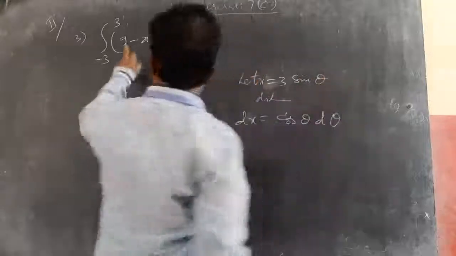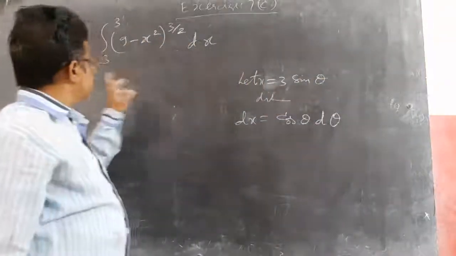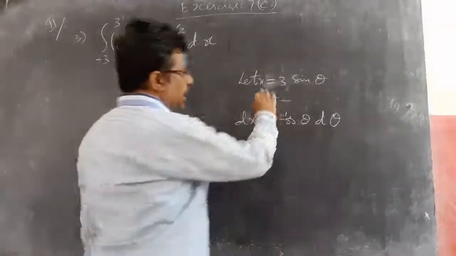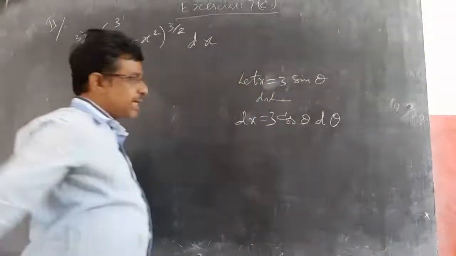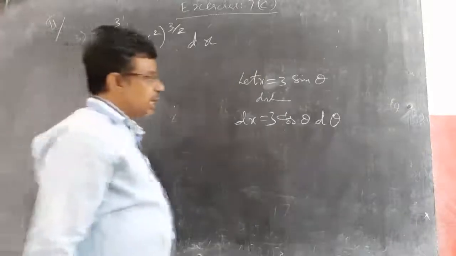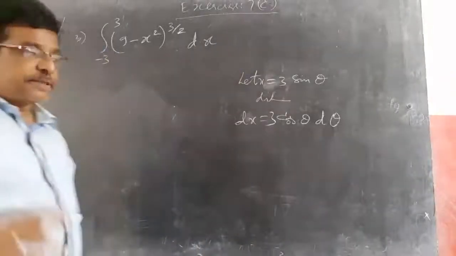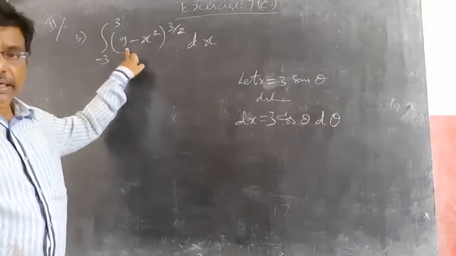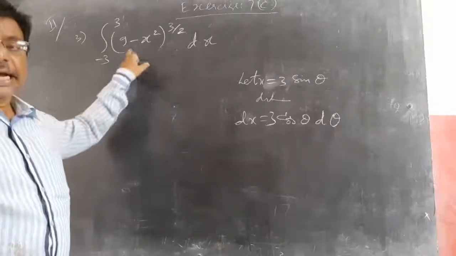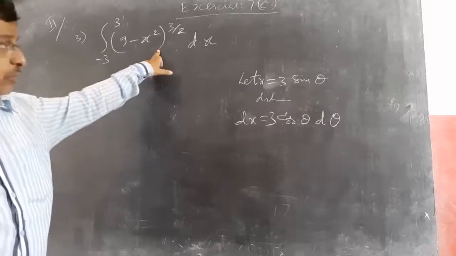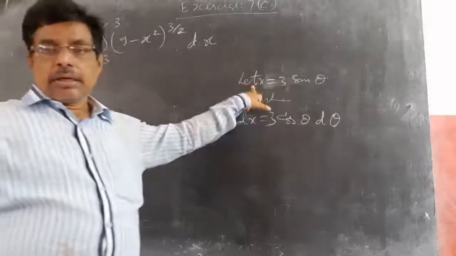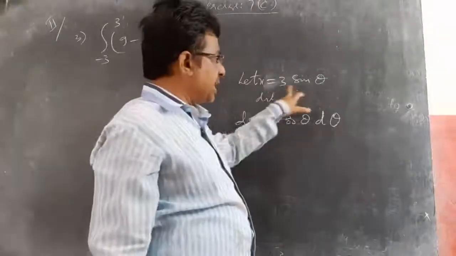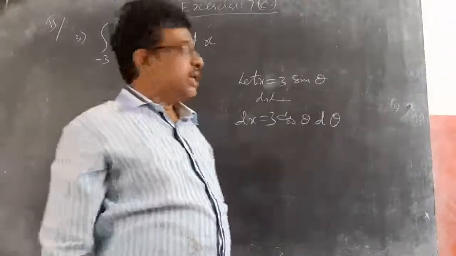Observe, because this is 9, 3 square is 9. So automatically this is 3 by 3, 1. So 100% balances. So let x equal to 3 sin theta, then dx equal to 3 cos theta d theta. Observe, if this is a square minus x square, take a sin theta or a cos theta, automatically it will be balanced. Now, a square is 3 square here, so I am taking a sin theta, that is 3 sin theta.